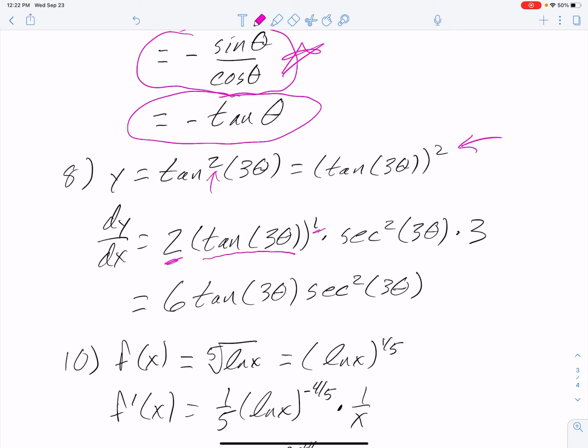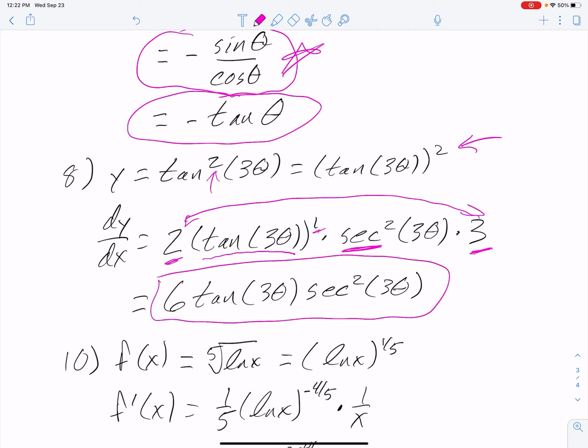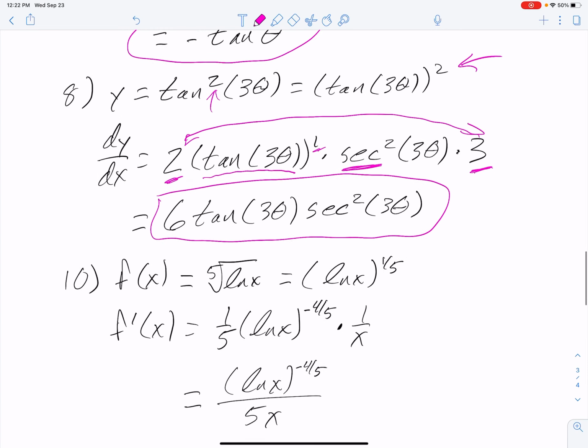Tangent of 3 theta. Once I see tangent, I know the derivative of tangent is secant squared. And then the only thing I haven't taken the derivative of is 3 theta, and that is 3. Always multiply monomials together, so we end up with our final answer, 6 tangent 3 theta, secant squared 3 theta.